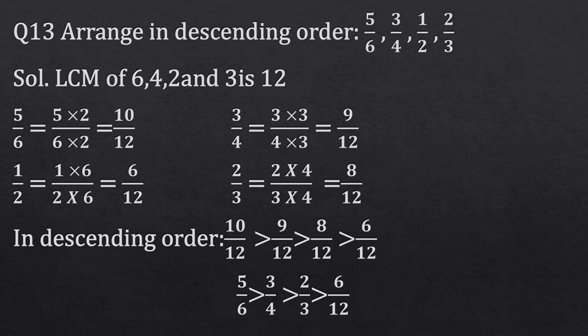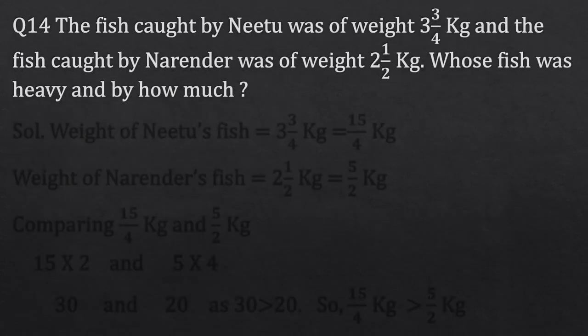Question number 14. The fish caught by Neetu was of weight 3 1 upon 4 kg, and the fish caught by Narendra was of weight 1 1 upon 2 kg. Whose fish was heavy and by how much? See the solution. Weight of Neetu's fish 3 1 upon 4 kg equal to 15 upon 4 kg. Weight of Narendra's fish 2 1 upon 2 kg equal to 5 upon 2 kg.